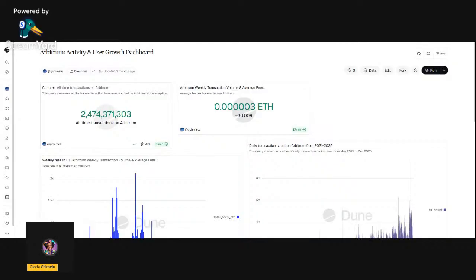I'll open the query to the first counter that I have here, the first visualization I have here, all-time transactions on Arbitrum. Let's see how I did it.